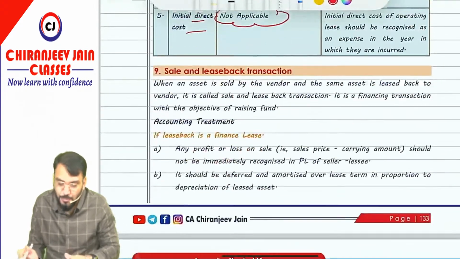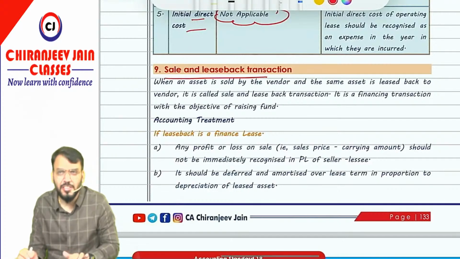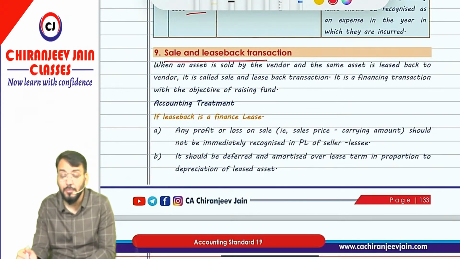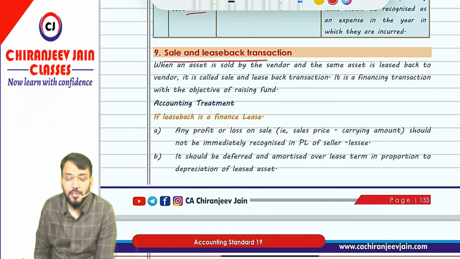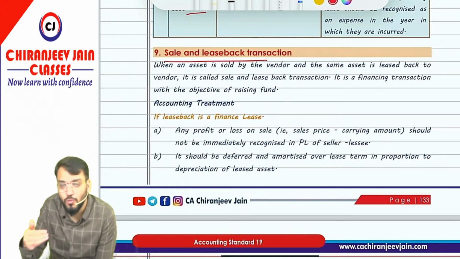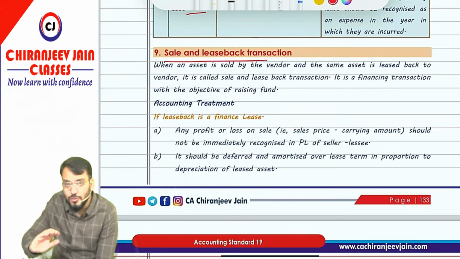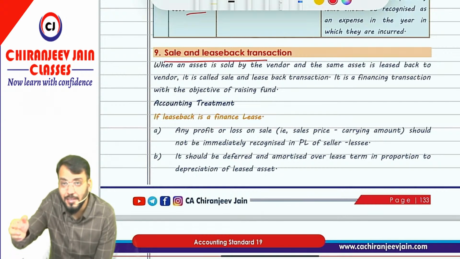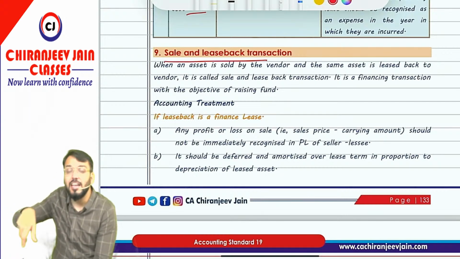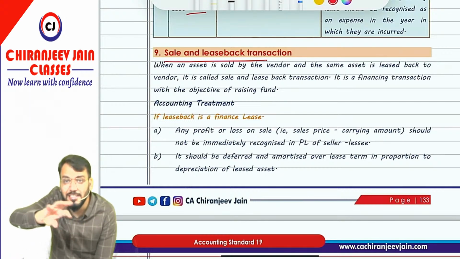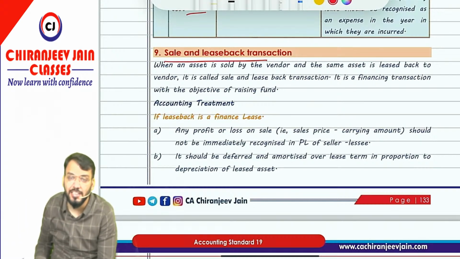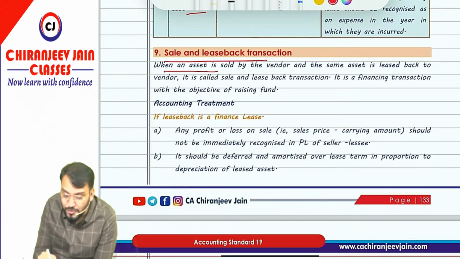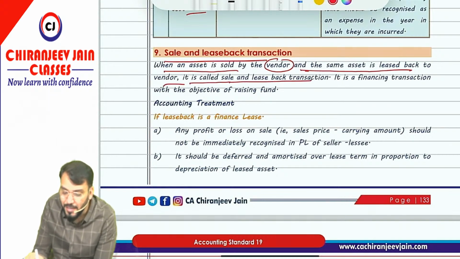Now coming to the last point, sale and leaseback transaction. This type of question can also be asked in the exam. What is a sale and leaseback transaction? Suppose some asset has been sold to one party. So the seller has sold one asset to the buyer, and then the buyer has leased back that asset again to the seller. That is known as a sale and leaseback transaction. So when an asset is sold by the vendor and the same asset is leased back to the vendor, it is called a sale and leaseback transaction.